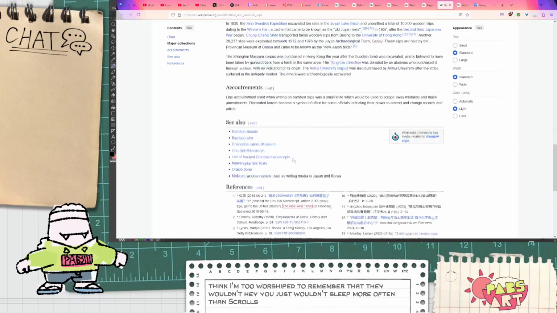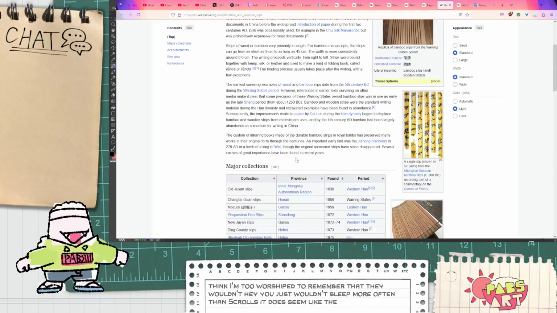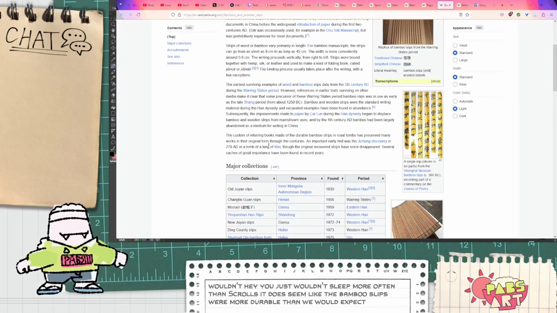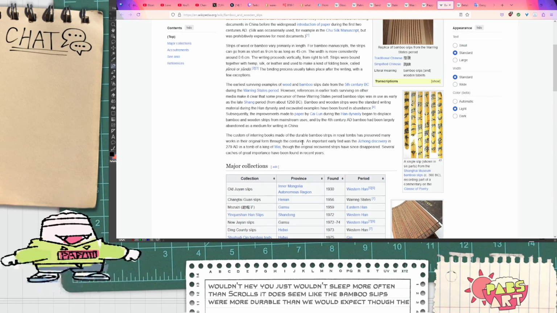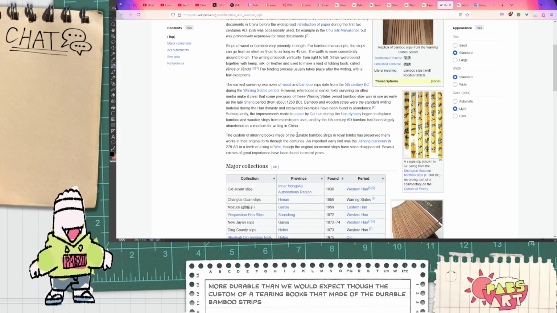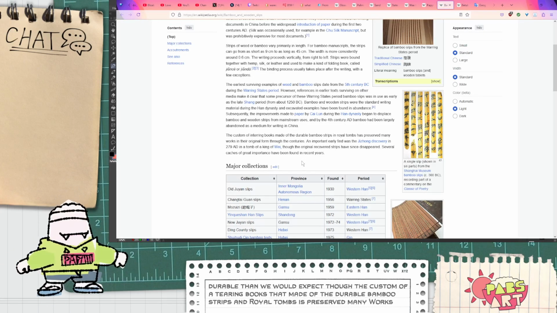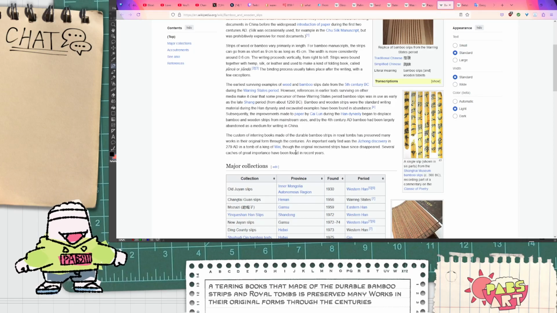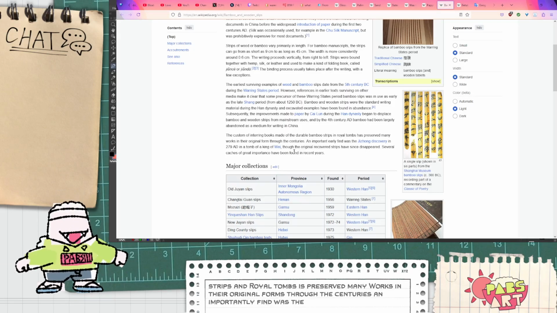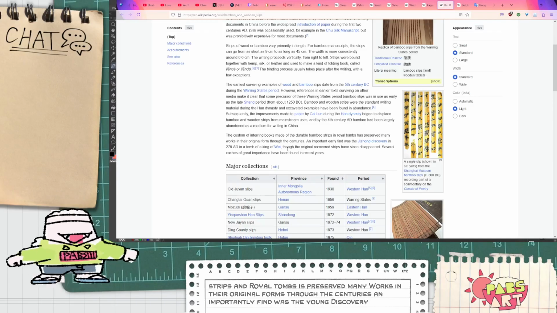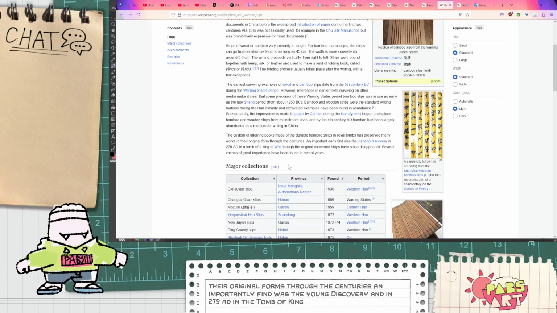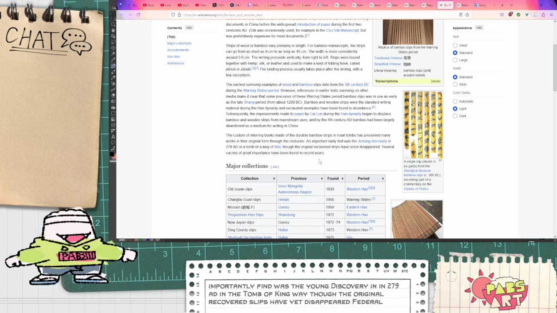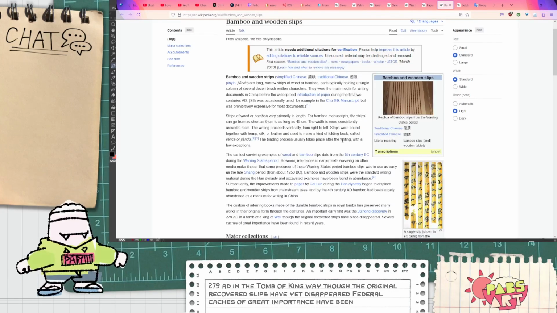It does seem like the bamboo slips were more durable than we would expect, though. The custom of interring books made of the durable bamboo strips in royal tombs has preserved many works in their original forms through the centuries. An important early find was the Jijong discovery in 279 AD in the tomb of King Wei, though the original recovered slips have since disappeared. Several caches of great importance have been found in recent years.